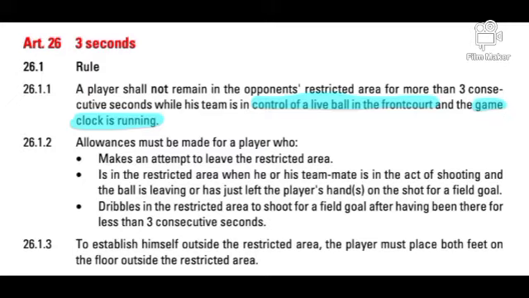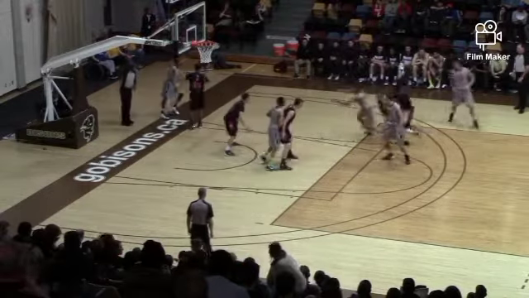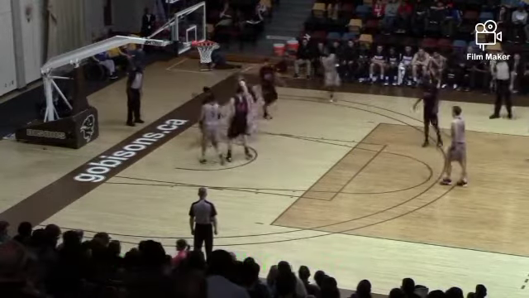When it mentions the game clock is running, it's basically focusing on inbounds, whether it's a baseline or sideline inbound. You can't have a 3 in the key because the clock is stopped, nothing's going on.